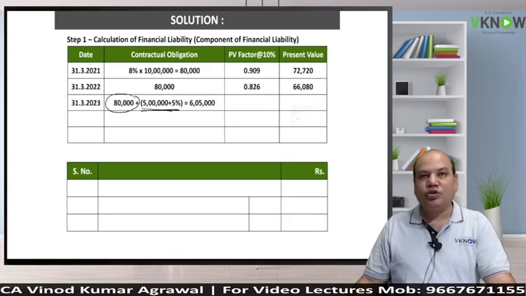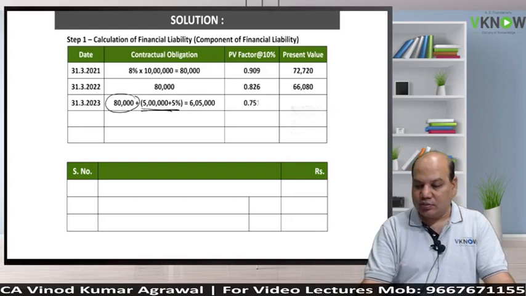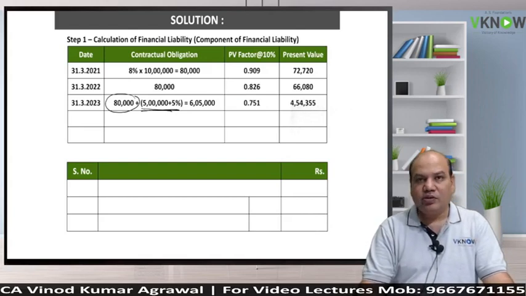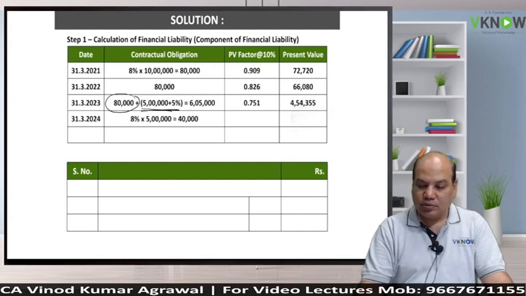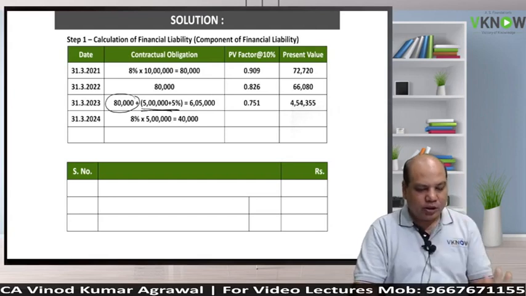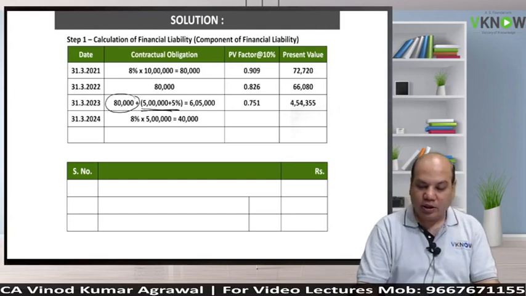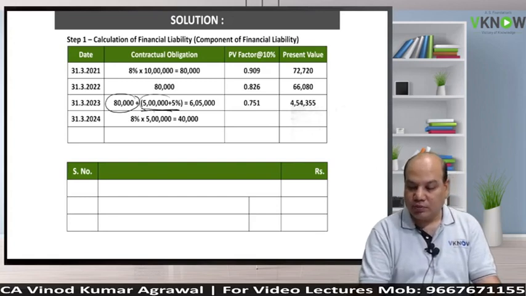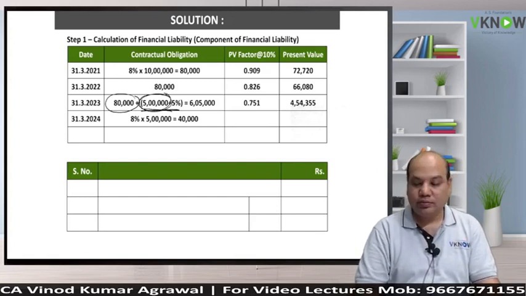So it will come to 6 lakh 5,000. The discount rate or factor is 0.751. Is the third year understandable? Yes. Fourth year, I will pay only interest on that 50% of 10 lakh, which is 8% of 5 lakh, because 50% has got redeemed here.